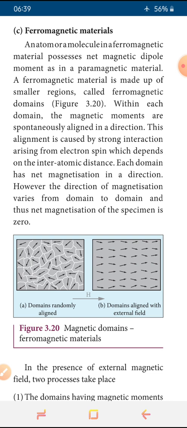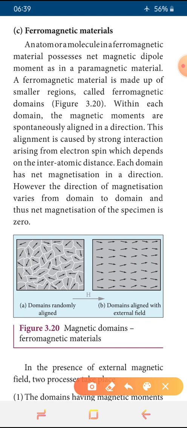There are three properties. Already we discussed two, para and dia, and this is the third property of magnetic materials. This third one is ferromagnetic materials. We'll see what ferromagnetic materials are and how materials are called ferromagnetic. What properties do we need for that? We are going to discuss that.